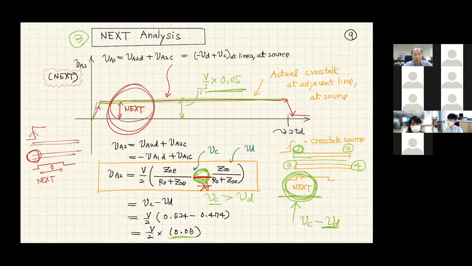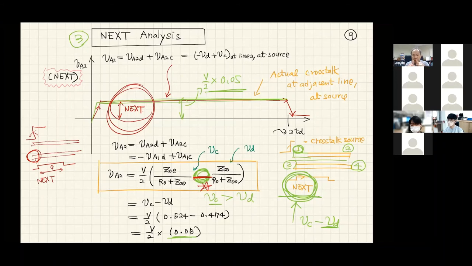This is the phi and the crosstalk. You see the flat voltage step appears at the adjacent line. And the height of near-end crosstalk will depend heavily on the difference between common mode and differential mode. It is related to the difference between even mode impedance minus odd mode impedance.